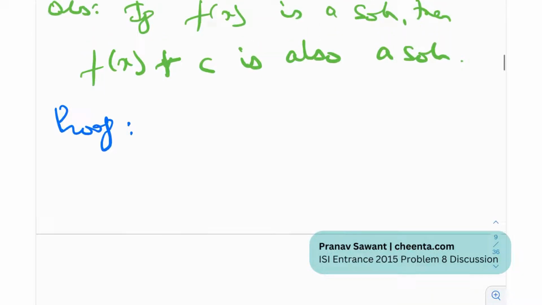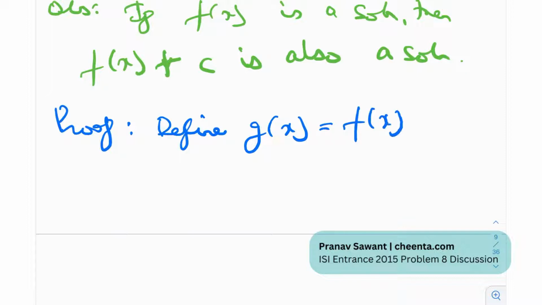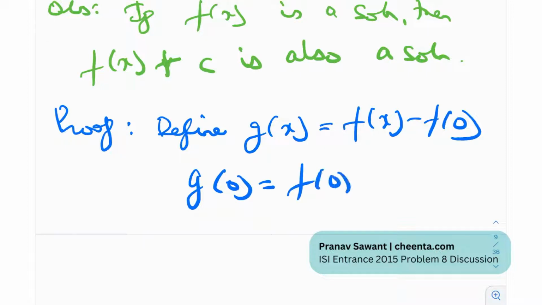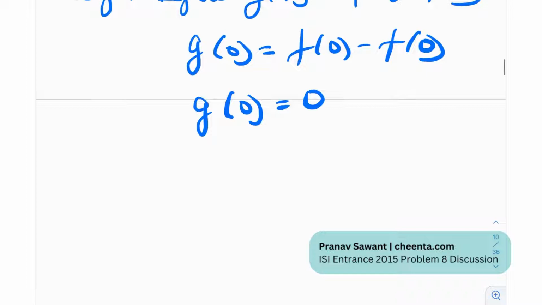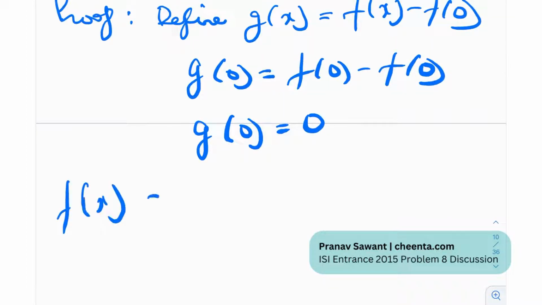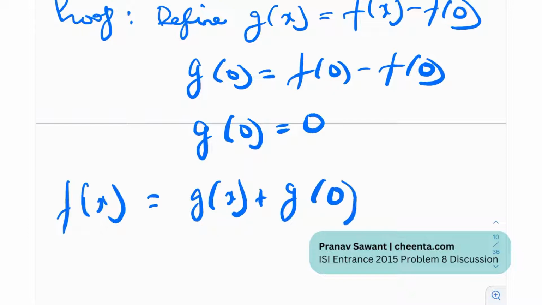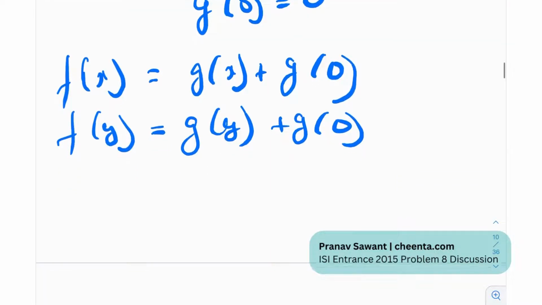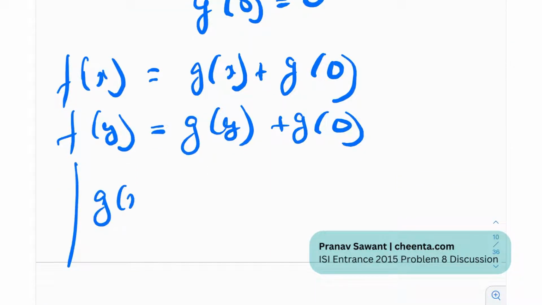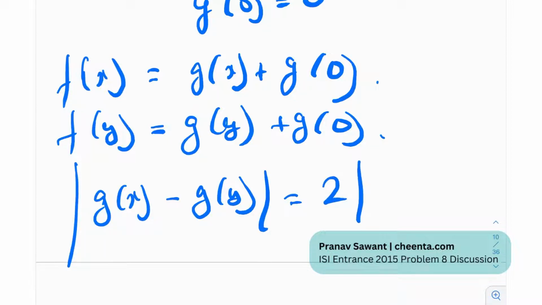Proof: now I'm going to define g of x equal to f of x minus f of 0. If I plug in x equal to 0 over here, I get g of 0 equal to f of 0 minus f of 0, so g of 0 is 0. This is a result that we can easily conclude from here. Now what do we have? f of x is essentially g of x plus f of 0. What is f of y? It will be nothing but g of y plus f of 0. Great. So f of x minus f of y will be nothing but g of x minus g of y, because these two things will cancel, is equal to twice mod x minus y.